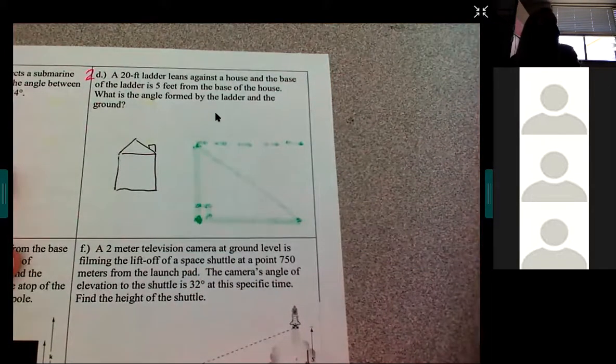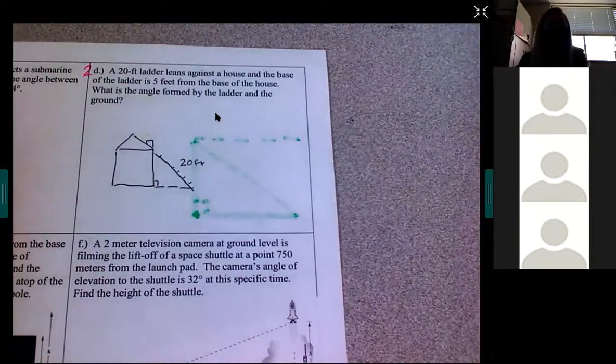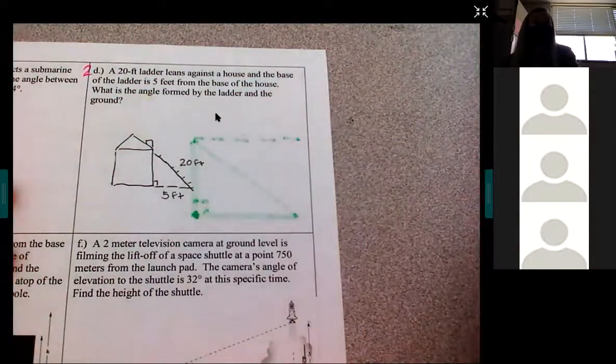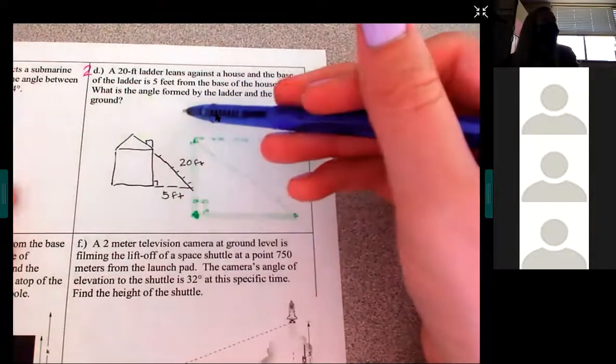How long is the ladder that's leaning against the house? 20 feet. So I'm going to draw a little ladder leaning against the house. That's 20 feet. See how it made a right triangle? It says the base of the ladder is 5 feet from the base of the house. So where does the 5 go? On the bottom. Good. And what are we trying to find? Be careful. What is the angle formed by the ladder and the ground? So we're trying to find this angle right here, right?